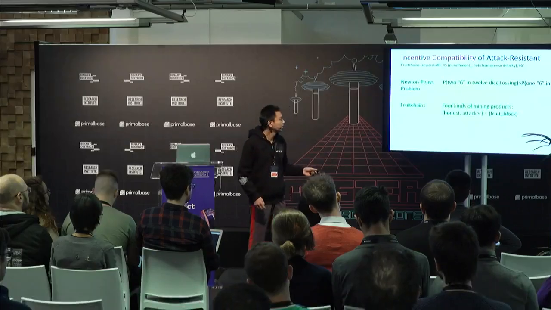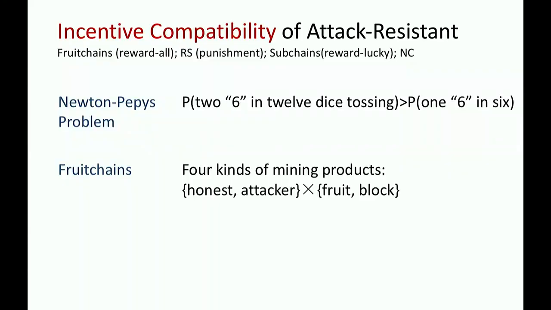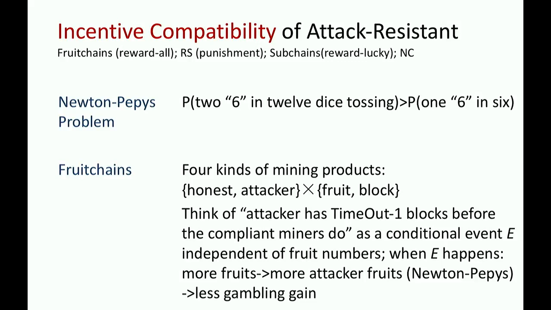In fruit chains, there are 4 kinds of mining products: honest fruits, honest blocks, attacker fruits, attacker blocks. So we can think of the attacker as having timeout minus 1 blocks before the compliant miners do. Namely, the attacker can successfully orphan some fruits as a conditional event. This event is totally independent of fruit generation. This event only considers blocks, right? So think of it as the condition in the Newton-Pepys problem. It is independent, so we can throw it away.